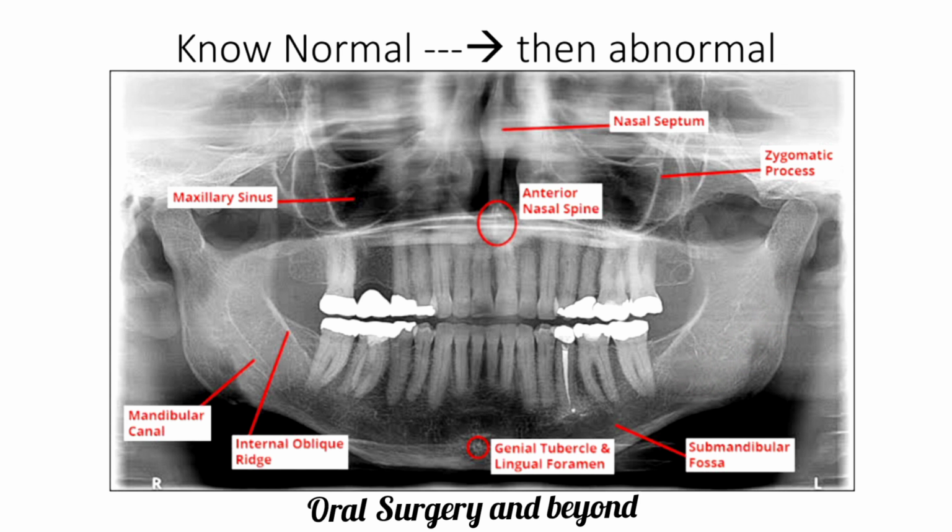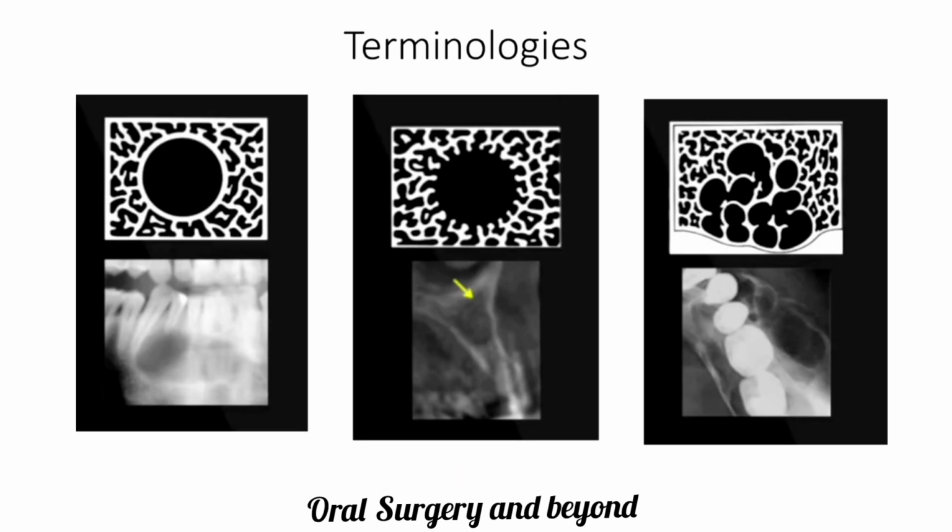Let us start with what are the abnormal presentations on 2D radiology on OPG. Today we are going to learn what are the common terminologies we have to deal with for interpretation and for identification of pathological structures on radiographs or the OPG. Right, this is the first. This is what we can see.